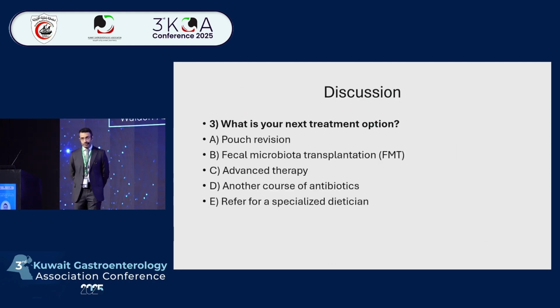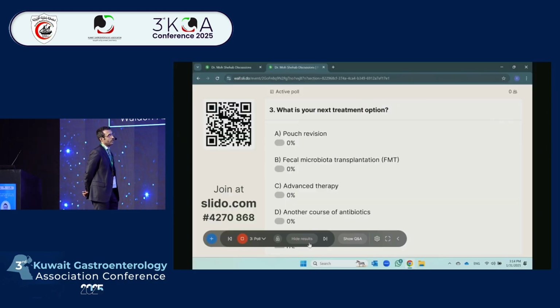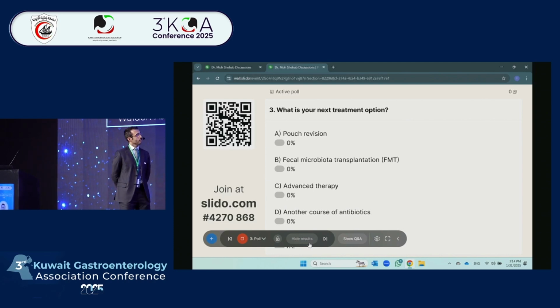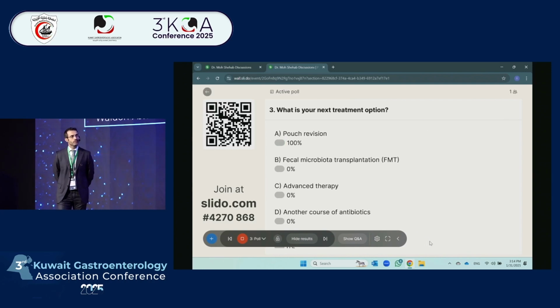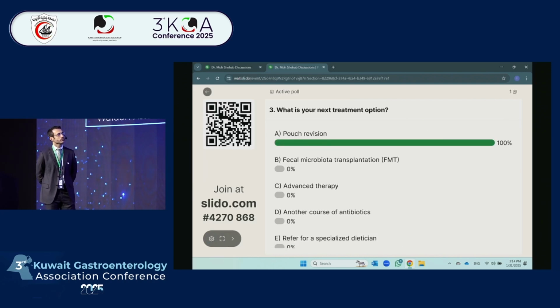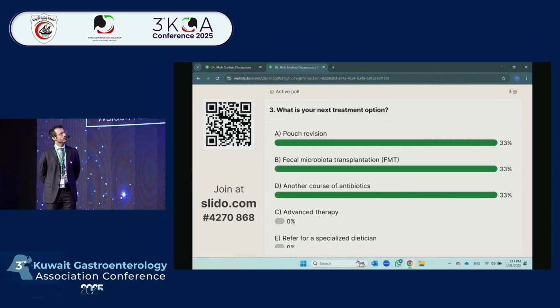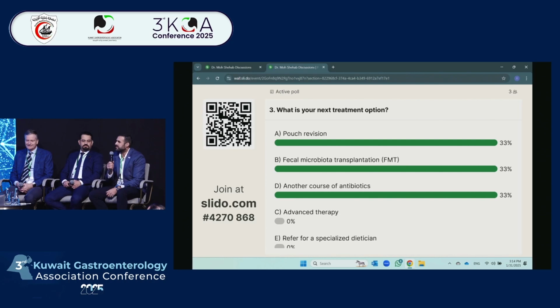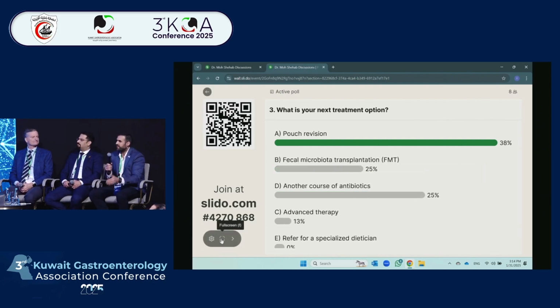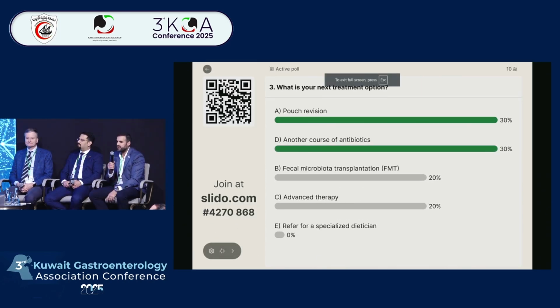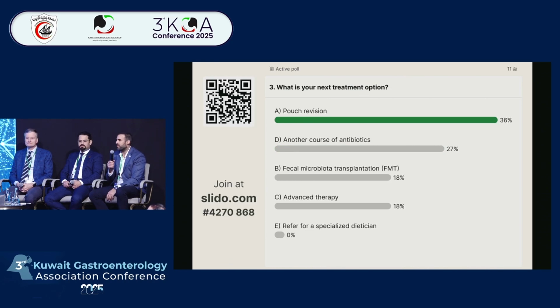So what is your next treatment option here? Pouch revision, fecal microbiota transplantation, advanced therapy, another course of antibiotics, others? Anyone want to comment, Doctor? After failure of antibiotics, the second step would be a longer period of antibiotics, which was done, and then topical budesonide, which was also done. So now the next step would definitely be biologics.